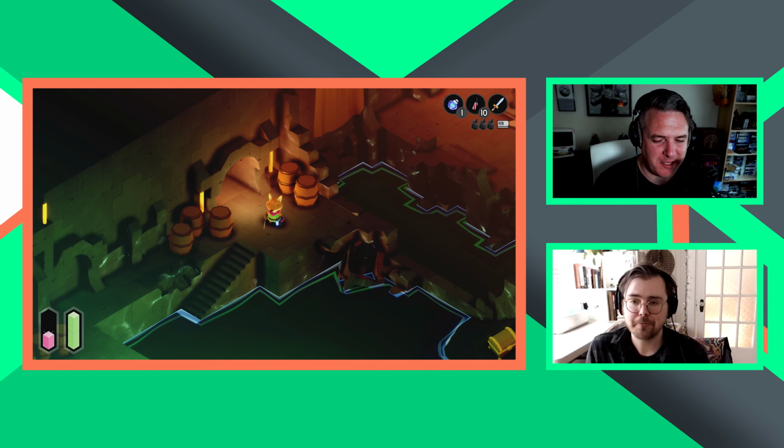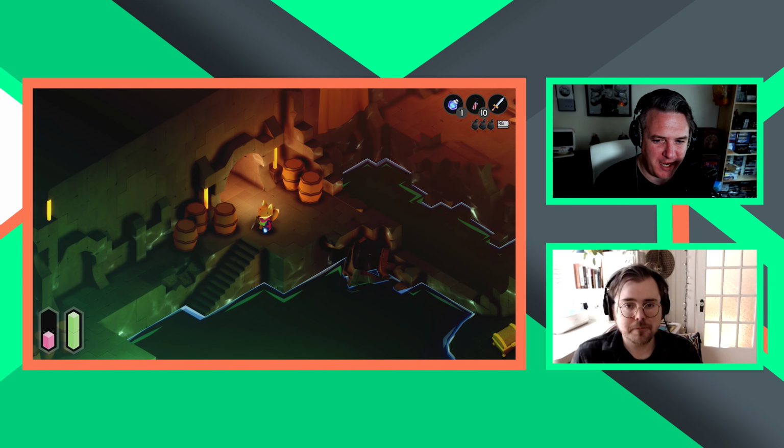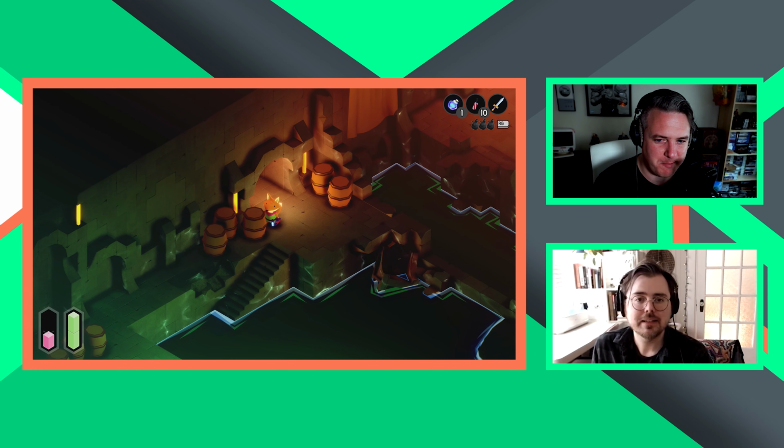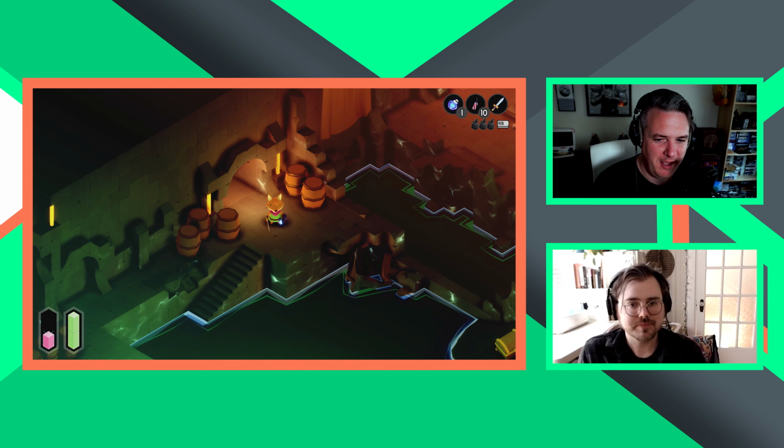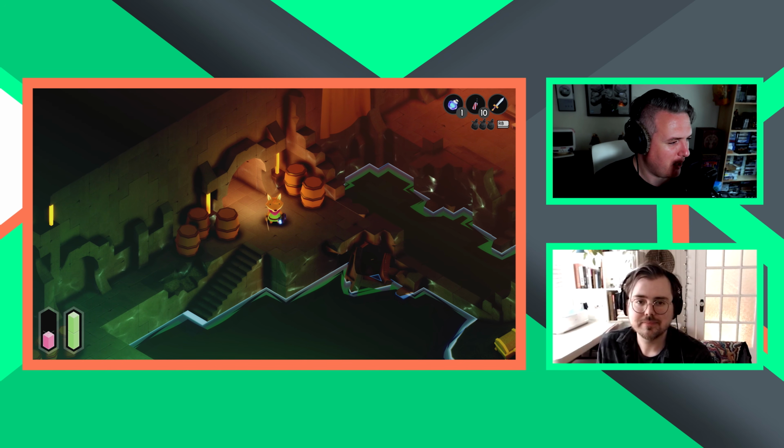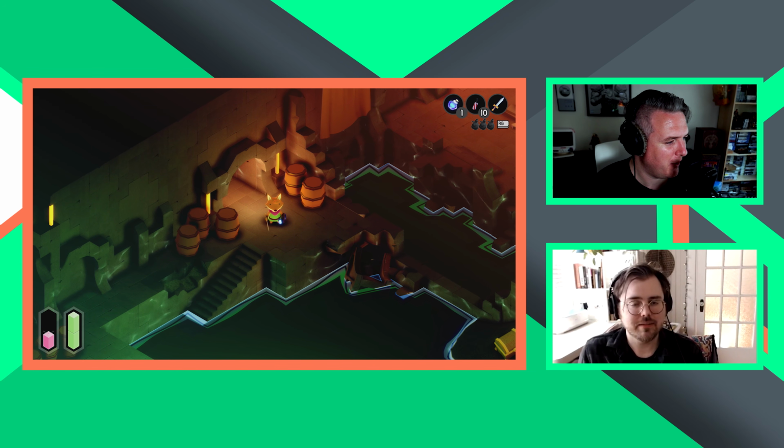Here's another interesting little aspect of level design. You have the stairs here accessible, but you also have these barrels which you could remove out of the way. What are you trying to play with here or communicate to the player in this little area?